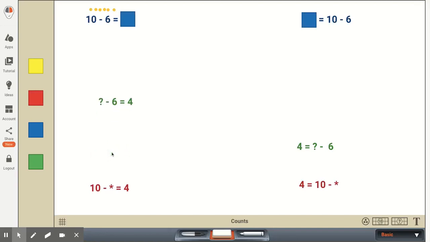Looking at a couple of other equations here, for subtraction, students might see the unknown first. So it might be something like the unknown minus 6 is equal to 4, or maybe showing 4 on the left side, 4 is equal to some unknown minus 6. Once again, if students are familiar with the fact families, they may be able to come up with 10 right away because they know that 4 plus 6 is equal to 10.